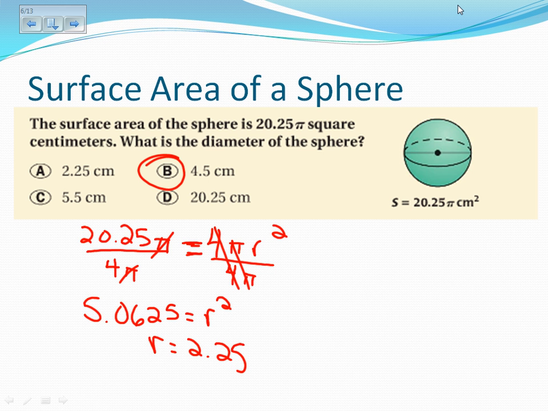Look at how good they are at putting wrong answers. 20.25, okay, that one's kind of wrong. 2.25, I can see a lot of students picking that. I can see students picking this one because it's correct. The other one is, if you try and multiply by 2, I can see a lot of students being off by 1, saying 5.5 instead of 4.5. They pick answers on purpose to mess you up. Right? Do not let them mess you up.